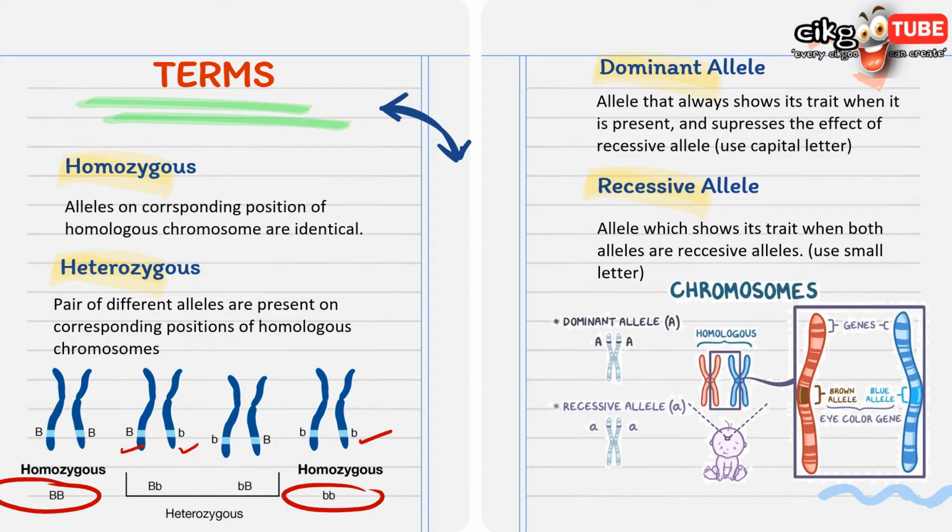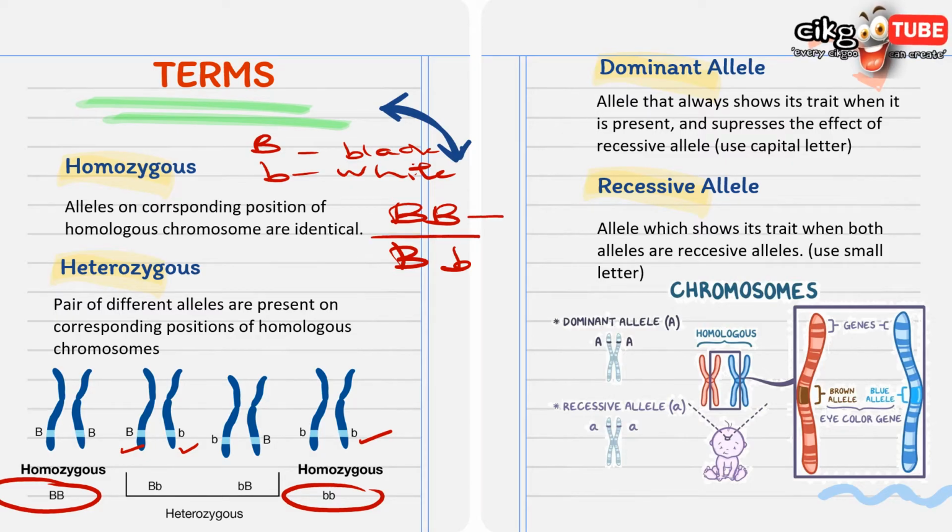For example, let's say B for black, dominant, and small b is for white, which is recessive. Okay, so BB is black. For example, we're talking about black hair. So BB is for black hair because both are dominant, homozygous dominant. And Bb here, this is heterozygous.